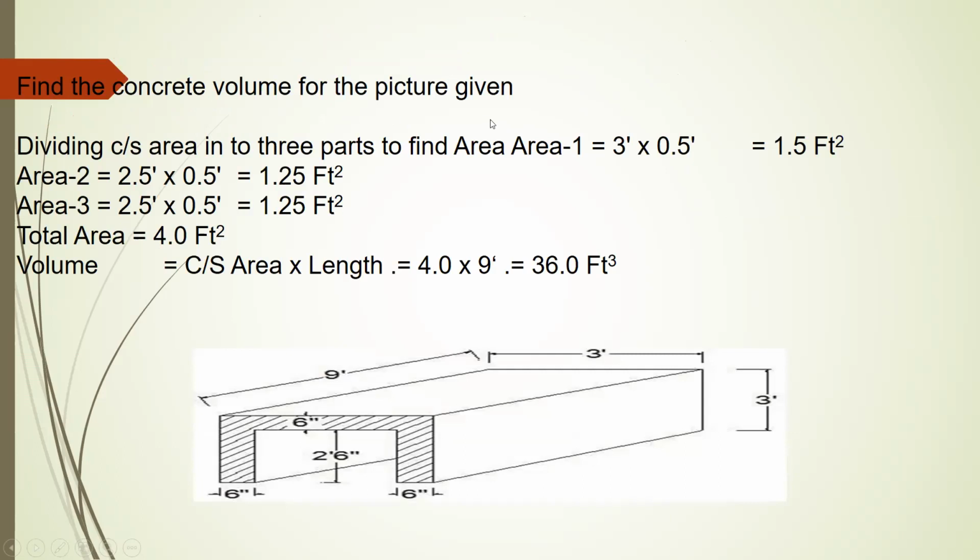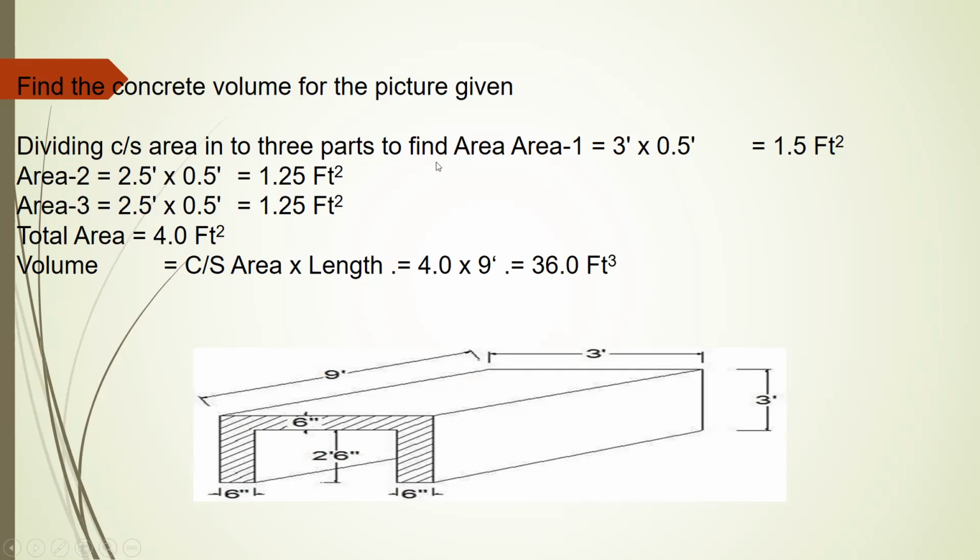Now let us find the concreting volume for a given picture. Culvert, that is 9 inches long, 3 feet wide, 3 feet height. The wall thickness is 6 inches. The slab thickness is 6 inches. The height will be 2 feet 6 inches. Dividing the area to find part 1: 3 into 0.5. This 3 is the height, and the width will be 0.5.